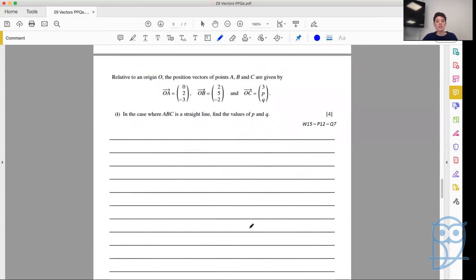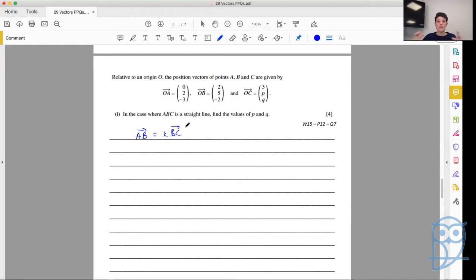Relative to an origin O, the position vectors of A, B, and C are given. A is cool, B is cool, C has some funny stuff going on. In the case where A, B, C is a straight line, find the values of p and q. Okay, so we've got a straight line going through A, B, and C. Well, that means that the direction AB, BC, AC, it's all the same direction. So we would know then that we would have a relationship that AB equals k times BC. We don't need a bracket there.